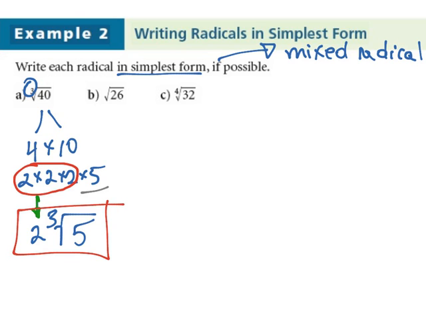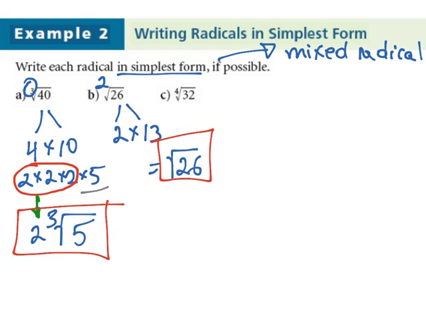Now let's try root 26. The index is 2, that means we're looking for groups of 2. So it's 2 times 13. The 13 is a prime number, so is the 2. And it cannot be simplified further because there's no groups of 2's. So basically that is the answer. Root 26 is root 26.